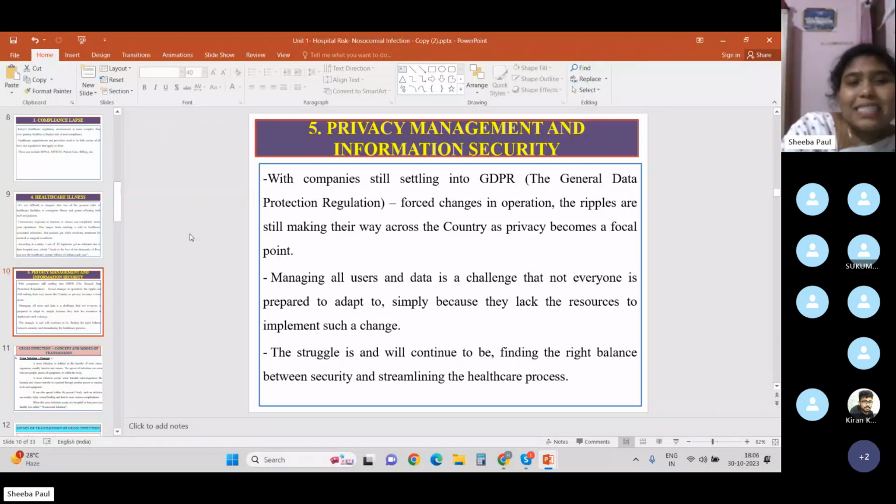Okay, so moving on to the next slide, which is the fifth major risk factor associated with hospital risks, that is privacy management and information security. So this plays a major role because there should not be vulnerability of data. And if privacy is not maintained, it means a breach takes place and people lose trust. They don't wish to continue their treatment. So with companies still settling into GDPR, that is the General Data Protection Regulation, forced changes in operation ripple and make way across the country as privacy becomes the focal point.